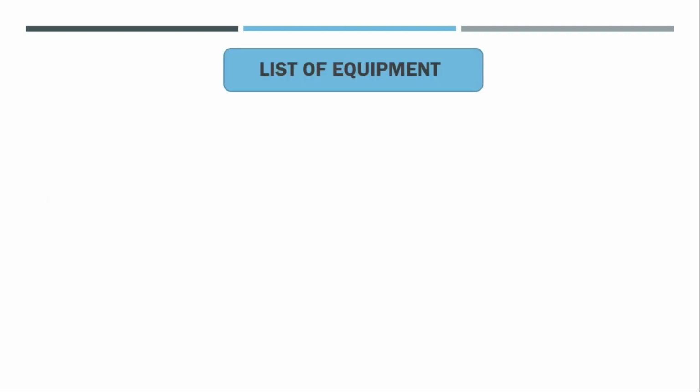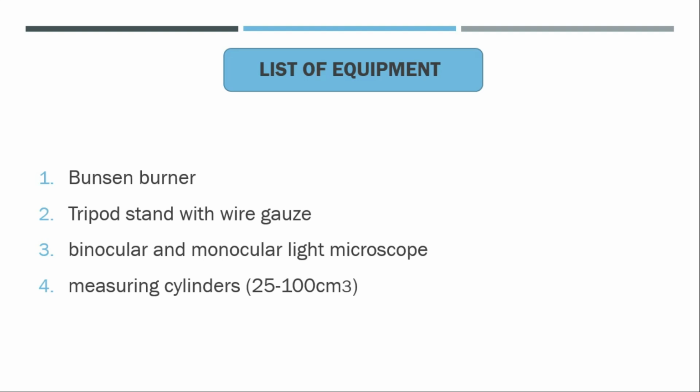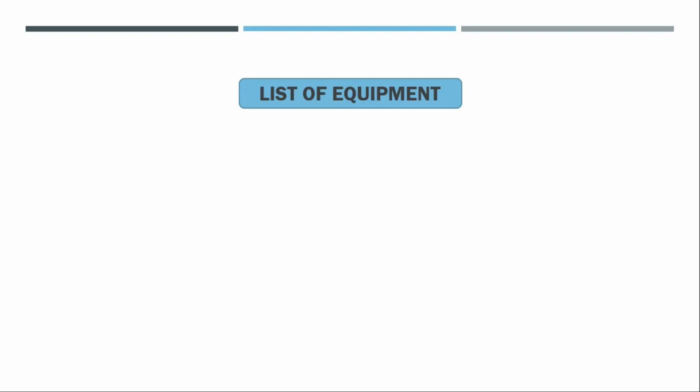So, list of equipment as outlined by the CSEC syllabus. You are supposed to be able to use and properly manipulate a Bunsen burner with the tripod stand and wire gauze, and a binocular and monocular microscope. You are supposed to be able to use both. A measuring cylinder, 250 cm³ to 100 cm³. You are supposed to be able to use these carefully and efficiently. A beaker, 50 cm³ to 500 cm³. And you're going to be seeing some of these in the videos that will follow this lesson.